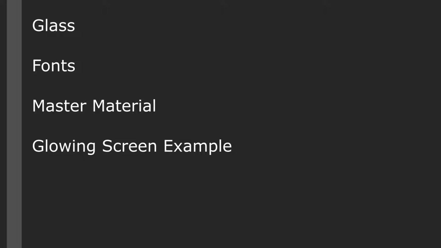A generic master material, an easy way to just simply grab some textures, put them on an item like a static mesh, and then have them simply work. And then an example of a computer screen where the middle is glowing using our master material. We're going to look at the glass first.